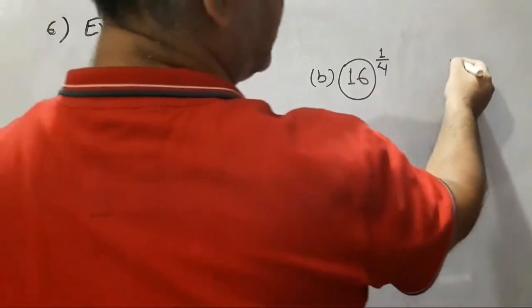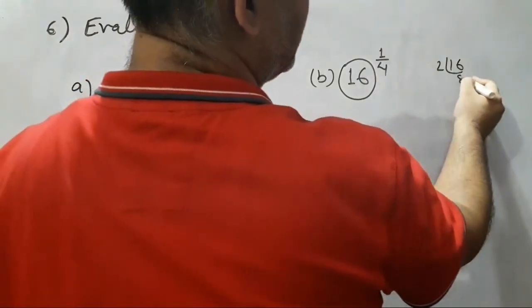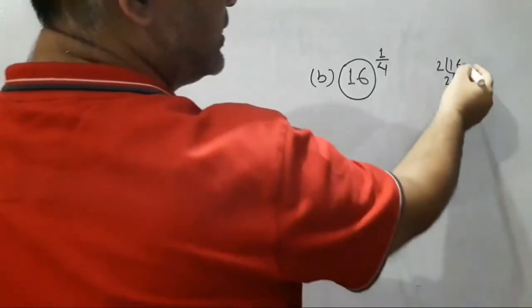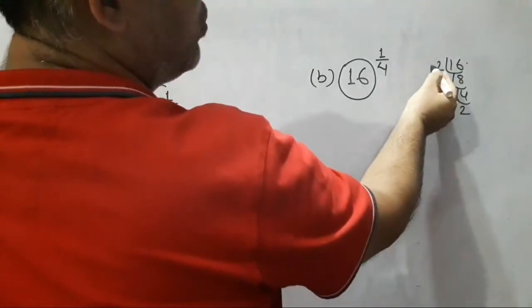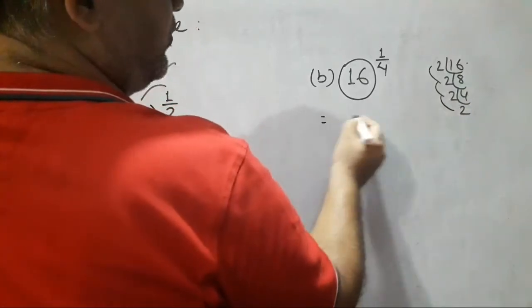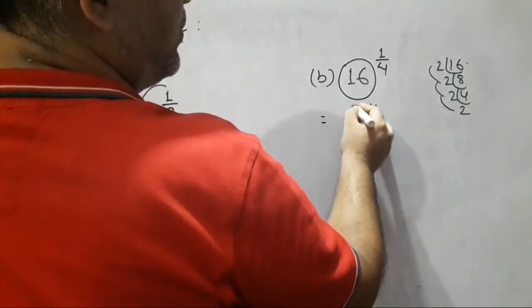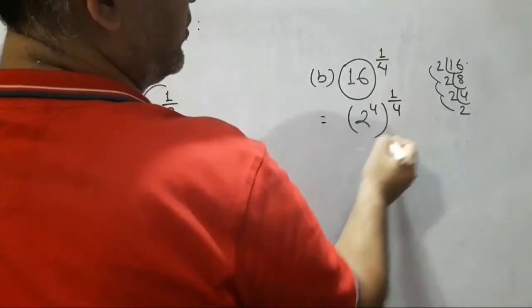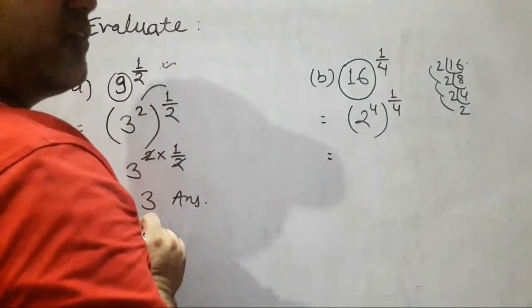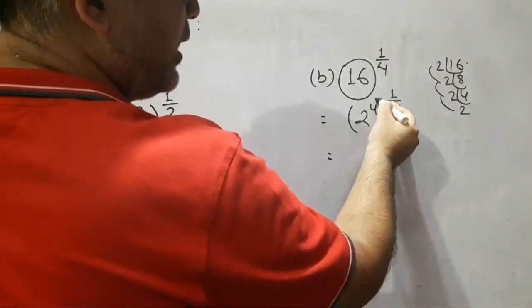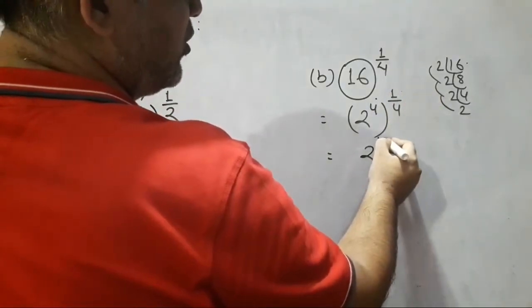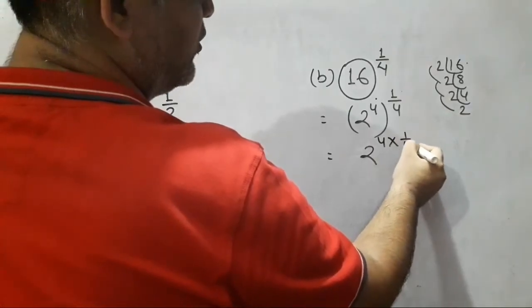Let's factorize 16. 2 8s are 16, 2 4s are 8, 2 2s are 4. So 16 can be written as 2 power 4, bracket power 1 by 4. According to the power law of indices, we can multiply power 4 and power 1 by 4. That is 2 power 4 into 1 by 4.